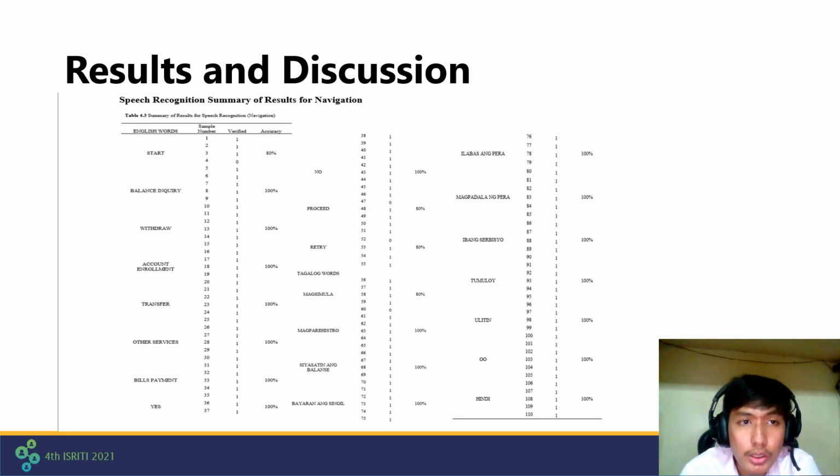Now, for the results and discussion under the speech recognition in terms of navigation, here we have the English words and Tagalog words. Each word has an accuracy rate. Looking at the accuracy rate for the word start and magsimula, it shows that it is 80%, as well as for the word proceed and retry. This error occurs during the words not recognized by the system, or some people tend to speak the word start differently. That could affect the system.